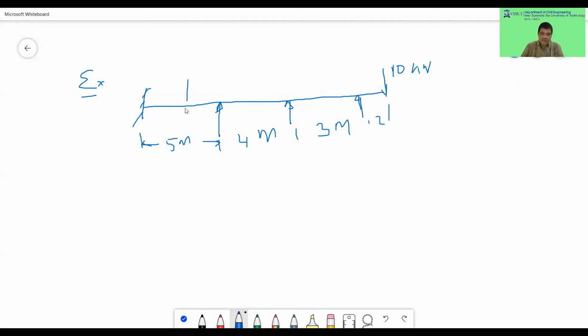Now a load of 40 kilonewton is applied at a distance of 2 meter from this side. This 2 meter. There's a point load at the center. Here a point load is at the center. The length is 2 meter. And this is 20 kilonewton, this is 20 kilonewton, 40 kilonewton, and there's a UDL of 10 kilonewton per meter.